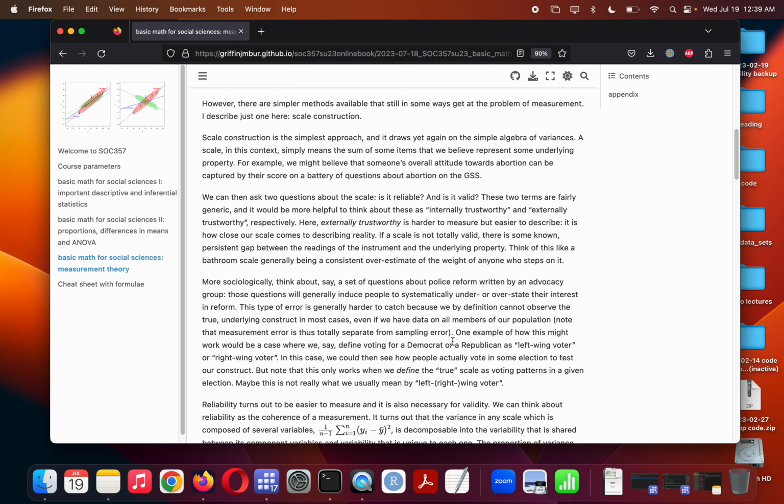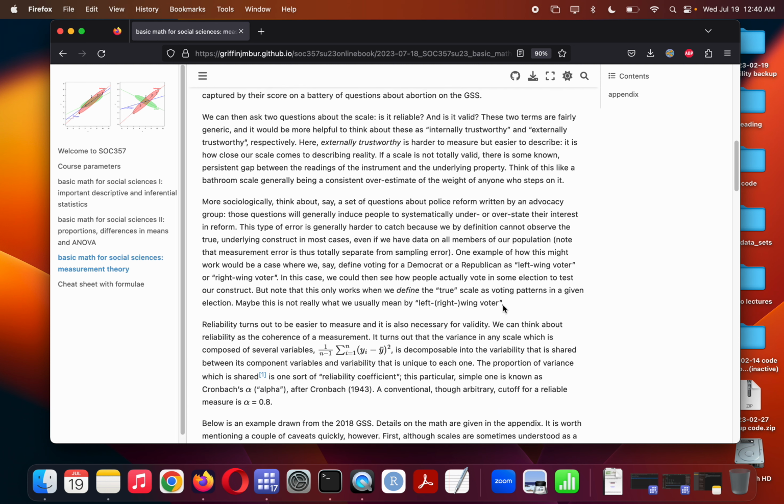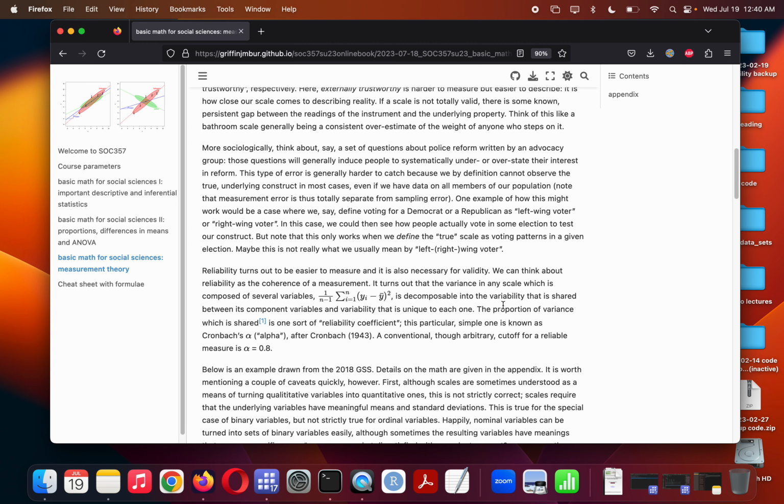There are some cases where you could try to externally match your scale to some objective property. So for instance, if you have a scale of political attitudes and you think about voting for a Democrat or a Republican as a kind of external test, that's one way around the problem. But note that this only works when we define the true scale as voting patterns in a given election, but maybe this isn't what we mean by left or right-wing voter. So this is, generally speaking, a problem in scale construction that's worth thinking about, but is impossible to fully resolve in most cases.